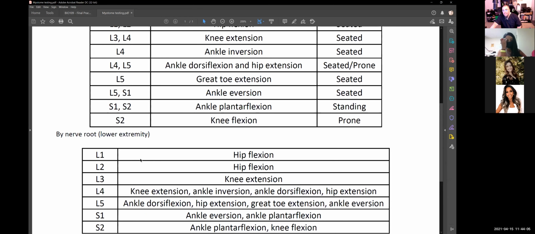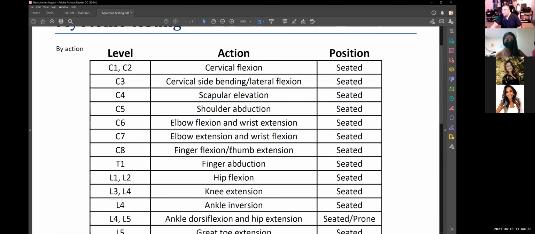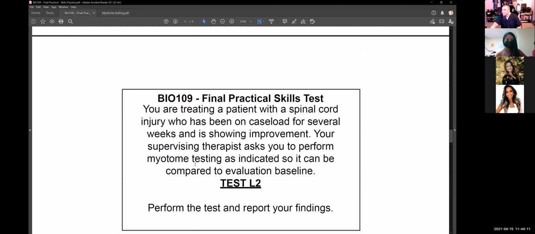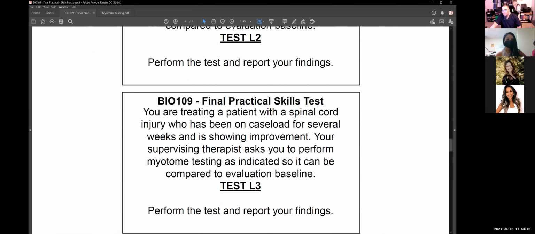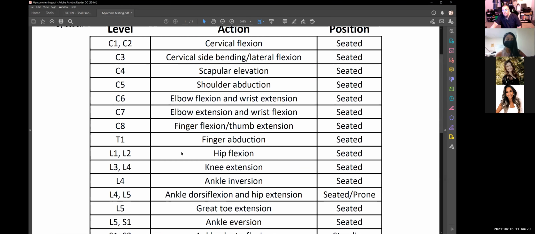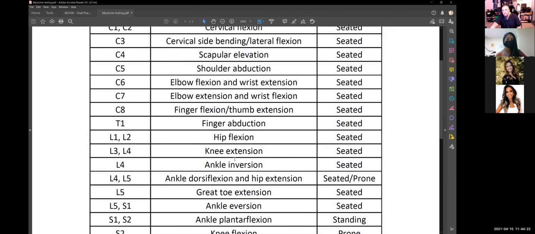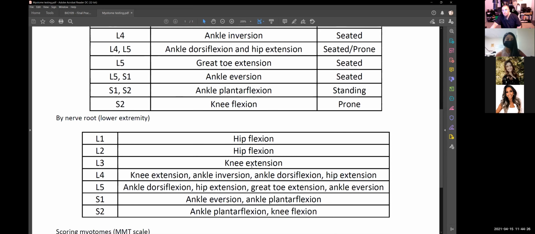Good. And if you look, the chart shows that. So if you draw L2, you're just doing hip flexion. Don't freak out. It looks like there are more than there are. So we got L3 and L4. L3 is what technically? If you go down here, L3 is knee extension. So how are you going to test that? I stabilize the shoulder.